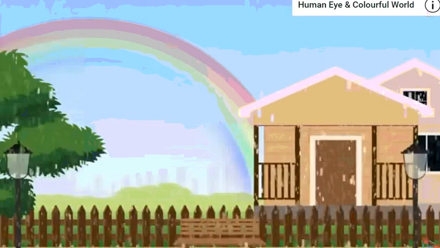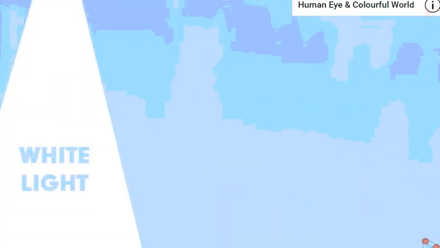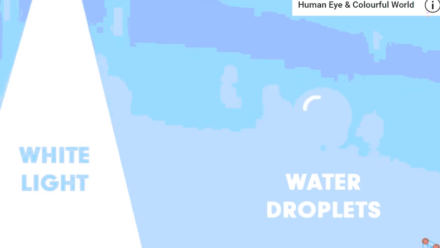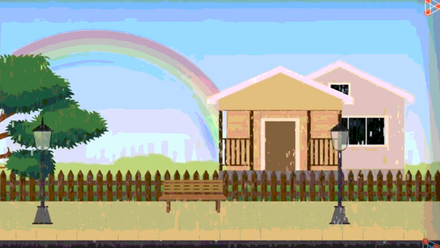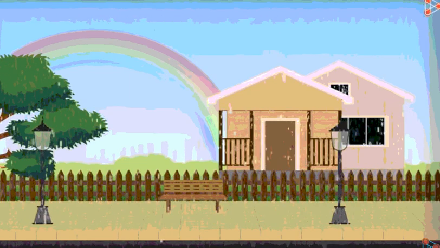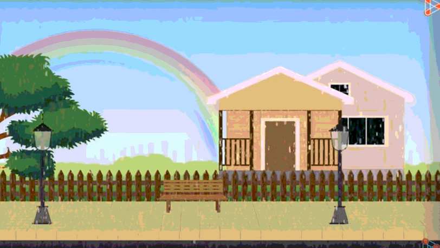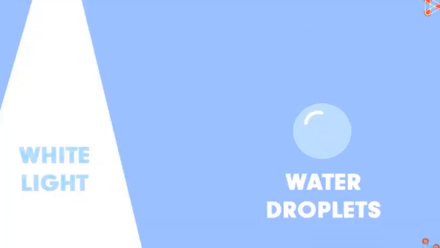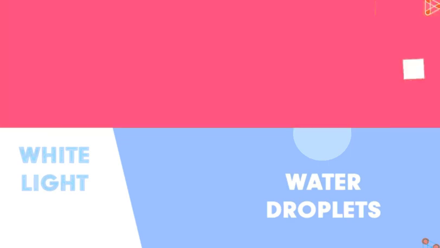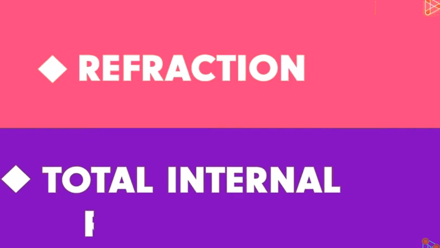The two things that are required for the rainbow to appear are white light and tiny water droplets. The latter is quite important for its formation. In the rainy season, many water droplets are present in our atmosphere, and hence we mostly see the rainbow in this season. Okay, so how do these two combine together to form a rainbow? Well, the formation of the rainbow results from the simplest of optical phenomena known as refraction and total internal reflection.